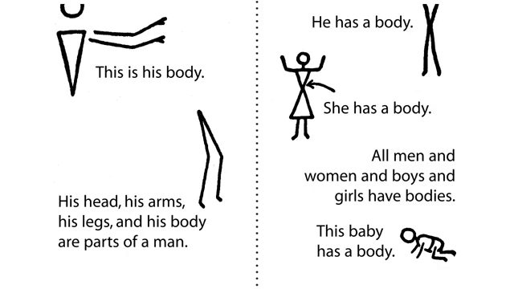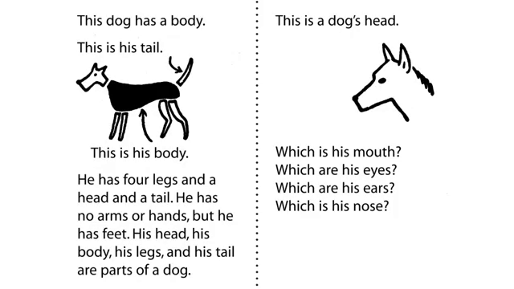He has a body. She has a body. All men and women and boys and girls have bodies. This baby has a body. This dog has a body. This is his tail. This is his body. He has 4 legs and a head and a tail. He has no arms or hands, but he has feet. His head, his body, his legs, and his tail are parts of a dog.